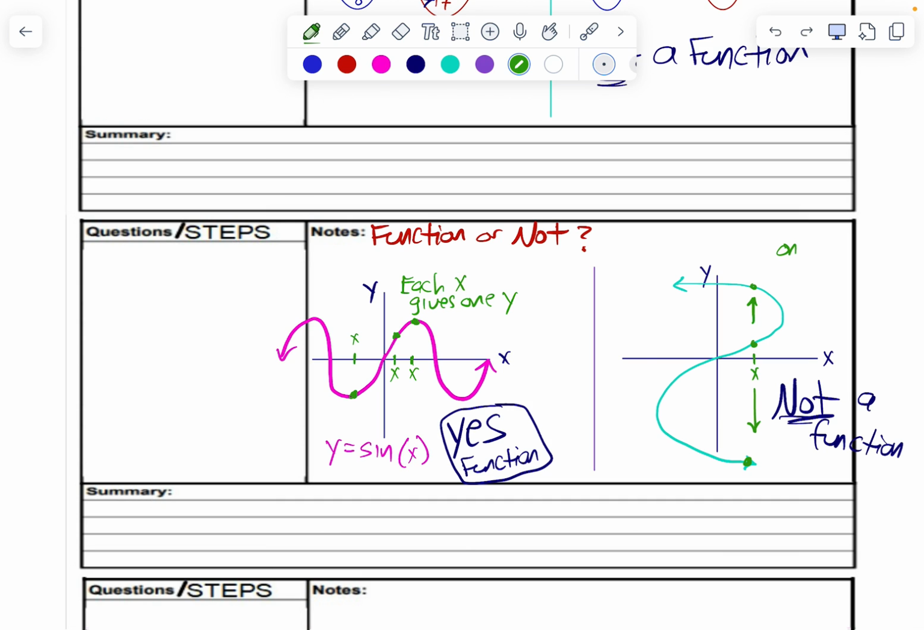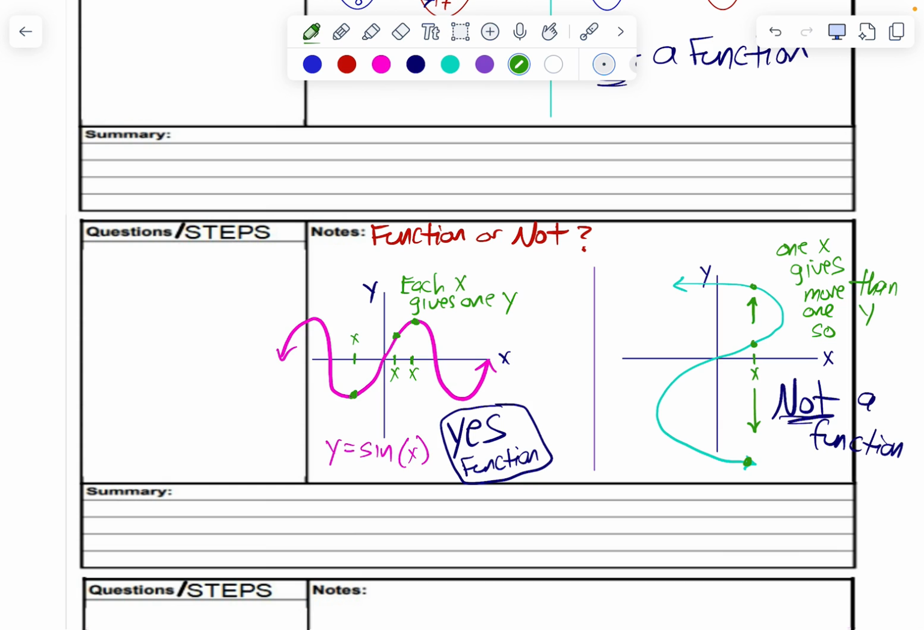1 x gives more than 1 y. So not a function. Most of the things you guys have done in math to date in your life has been a function, right? A lot of it has been lines.